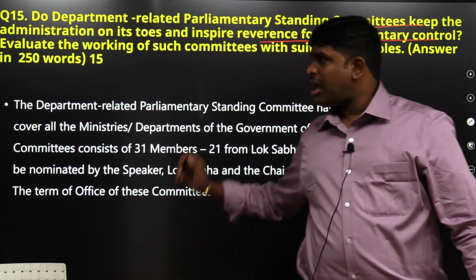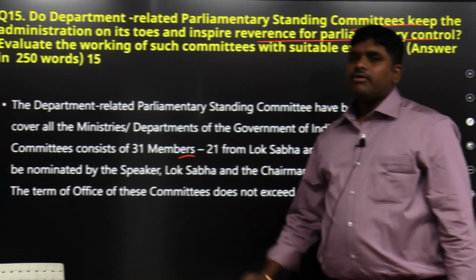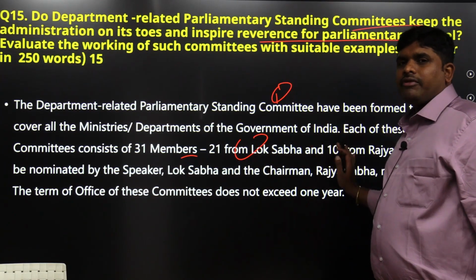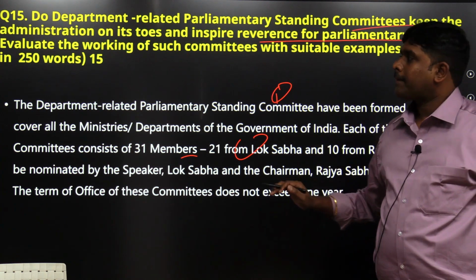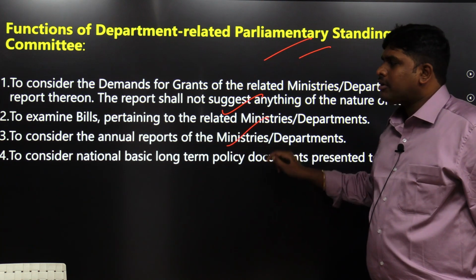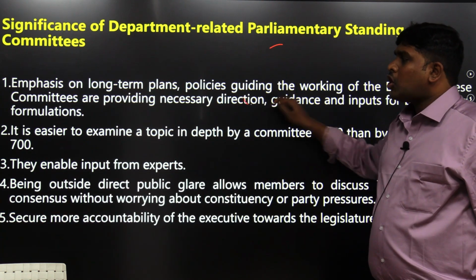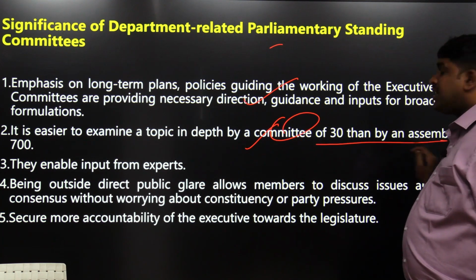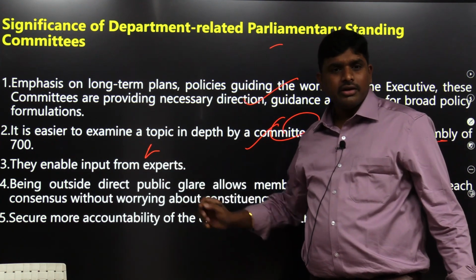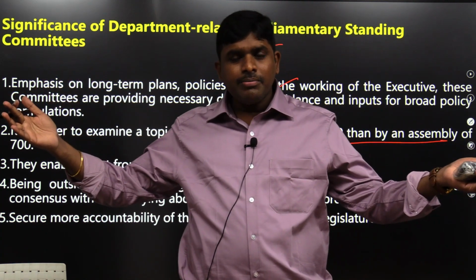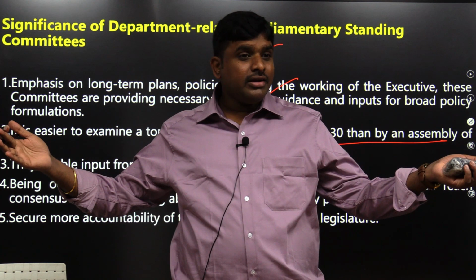Expected question. Every year expected question. 31 members, 21 members from Lok Sabha, 1 will be the chairman and 10 will be from the Rajya Sabha. Functions of departmental standing committees: examining bills, annual reports, significance, long-term plans. It is easier to examine a topic in depth by a committee of 30 than by an assembly of 700. A 30-member body can scrutinize more when compared to 700 people. A combination of Lok Sabha and Rajya Sabha.